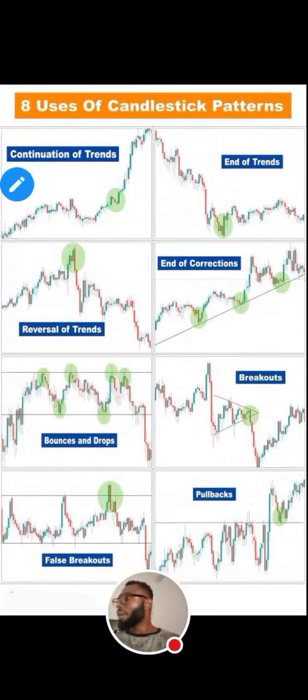The number one we have there is called the continuation of trend. Now, when we have a continuation of trend, there's something that tells us a trend is continuing. I will zoom in and show you how to look out for this. Now, for this particular one, just look at this.